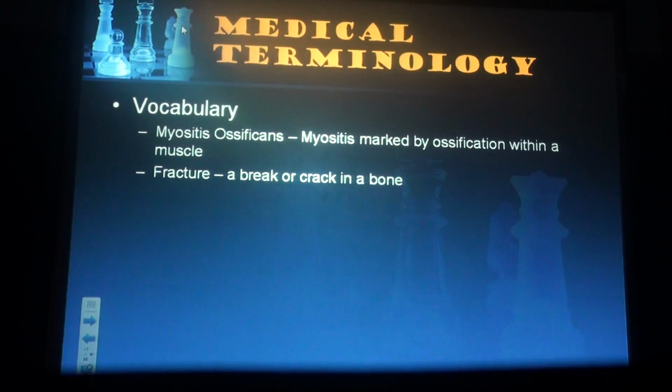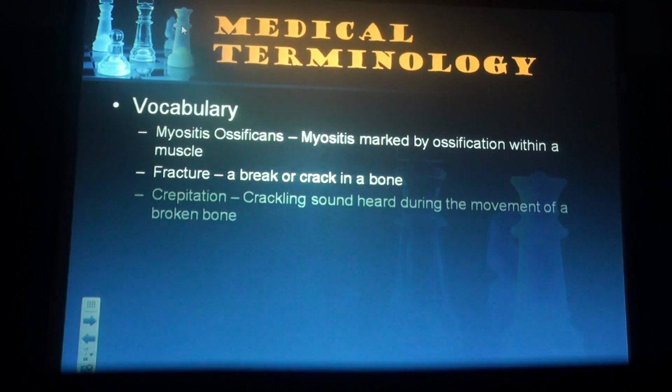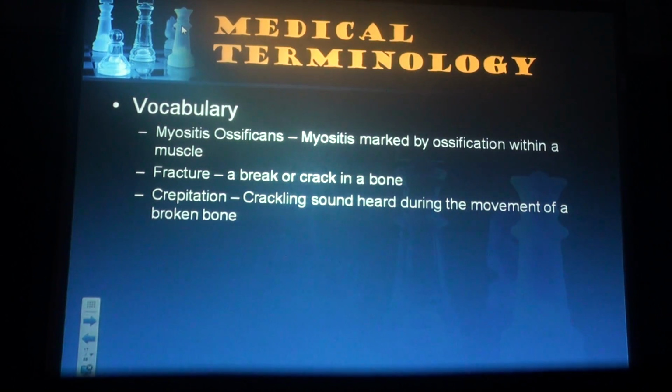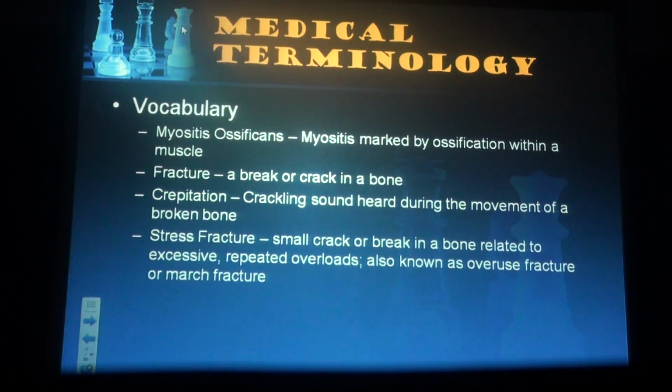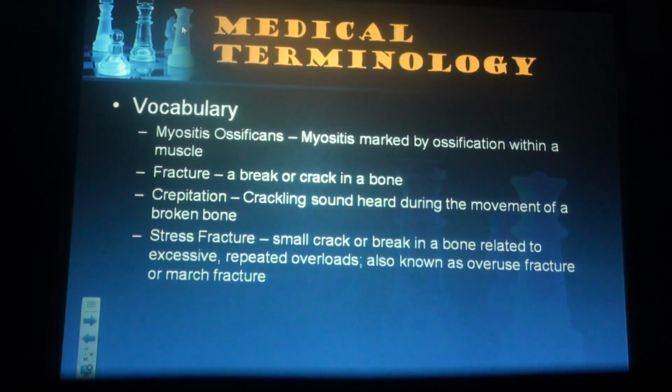Fracture, a break or crack in a bone. Crepitation, crackling sound heard during the movement of a broken bone. It's kind of this creaking, eerie sound. Stress fracture, a small crack or break in a bone related to excessive repeated overloads, also known as overuse fracture or a March fracture.